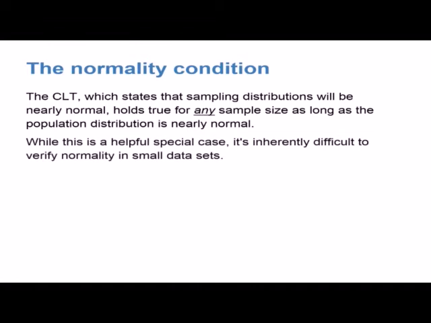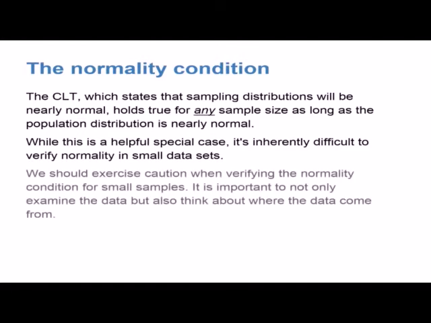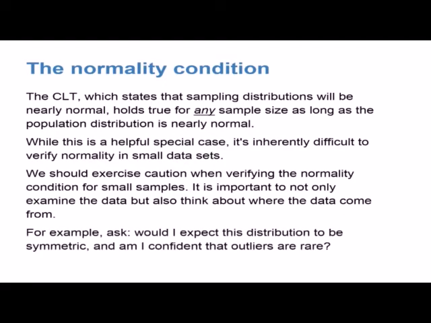While this is a very helpful special case, it's inherently difficult to verify normality in small data sets. We should exercise caution when verifying the normality condition for small samples. It is important to not only examine the data, but also think about where the data come from. For example, ask yourself, would I expect this distribution to be symmetric? And am I confident that outliers are rare?